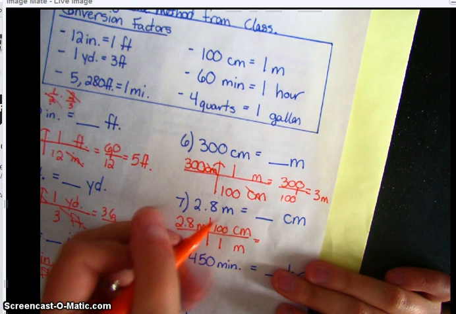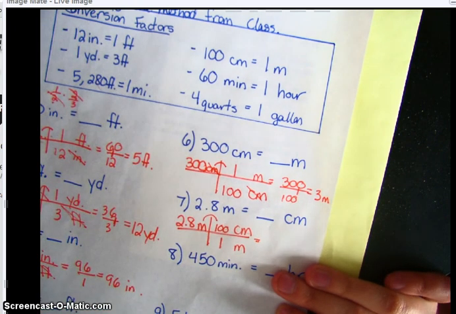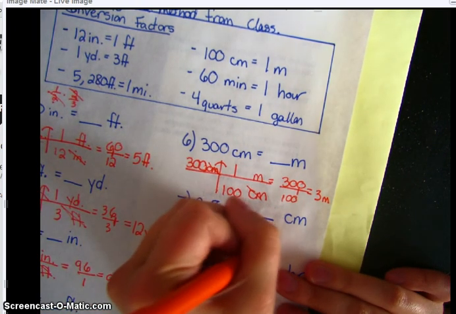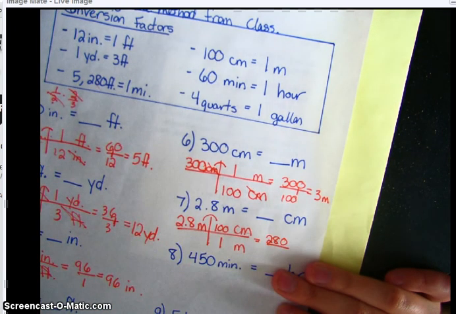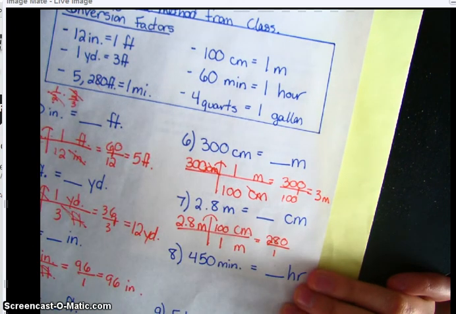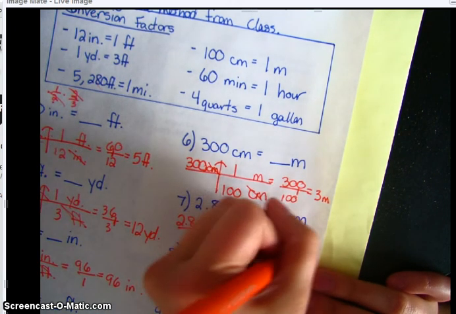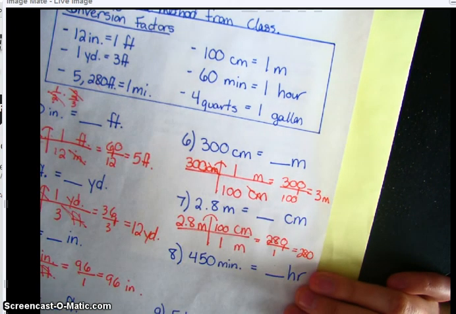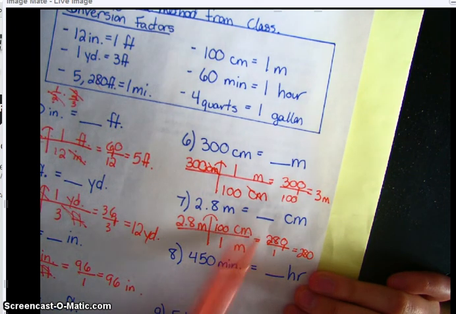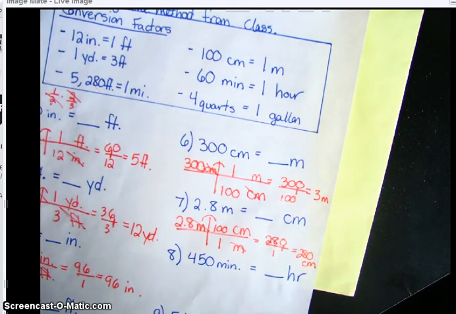Okay. Multiply across the top. 2.8 times 100 is 280. 1 times itself is just 1. Okay. 280 divided by 1 gives me 280, and now we have to determine our units. Now, centimeters, nothing to cancel with. Meters, 1 up here, 1 down there, they cancel, and I'm left with 280 centimeters.